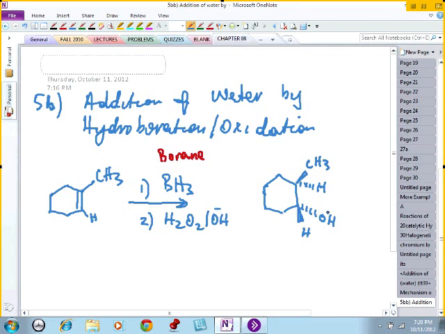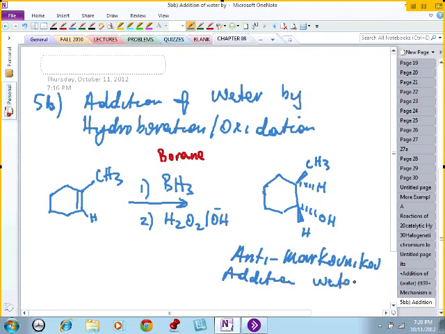So therefore, this particular reaction, not only is it an anti-Markovnikov addition of water, it is also what we call a stereospecific reaction. Okay? Because what we get here is a cis addition product. So this product here is a cis addition product. Cis.